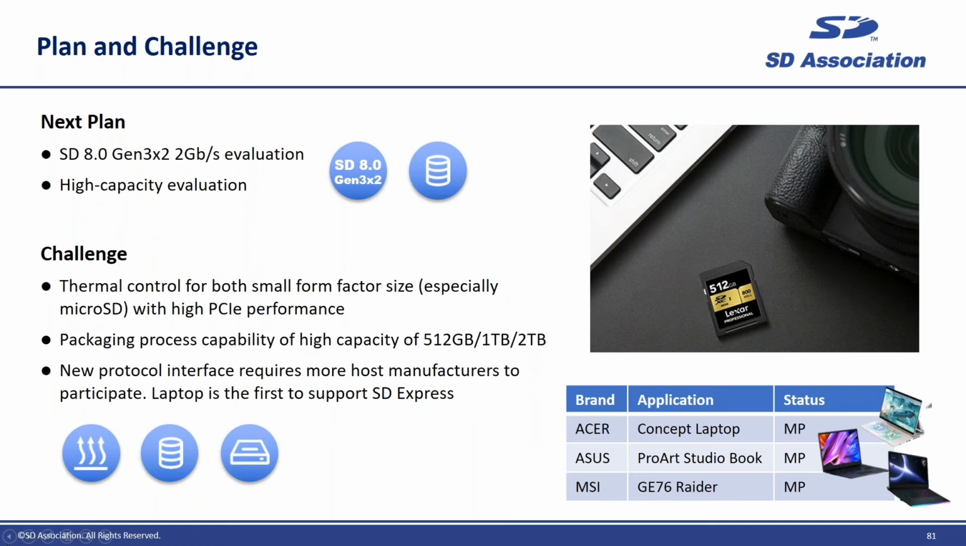For the next plan of the SD Express, we will go to SD 8.0 Gen 3x2 and high capacity evaluations. The challenges are, first, thermal control for small size of the SD and microSD with the high PCIe performance. Second, packaging capability for high capacity of 512 gigabytes to 2 terabytes. And third, we require more host manufacturers to participate and develop products with the new interface. The card reader is the first to support SD Express card. Currently, there are three companies launching their new card readers with SD 7.0 slot. Next slide, please.